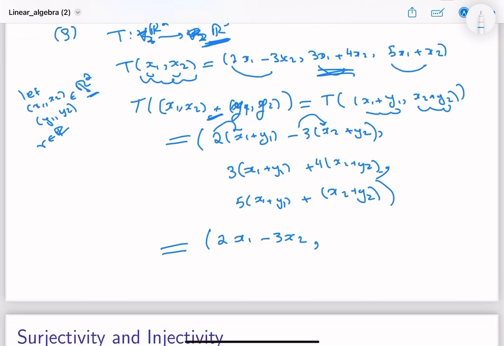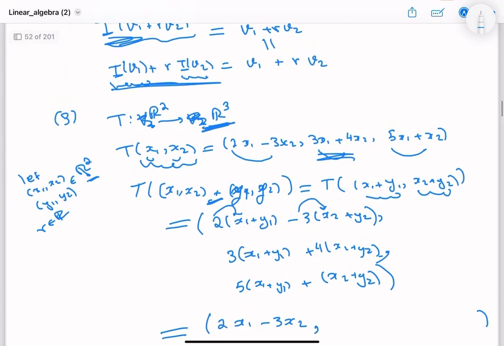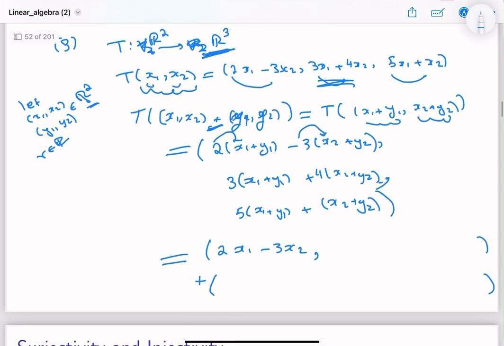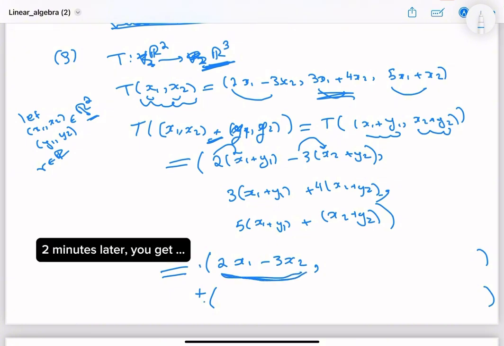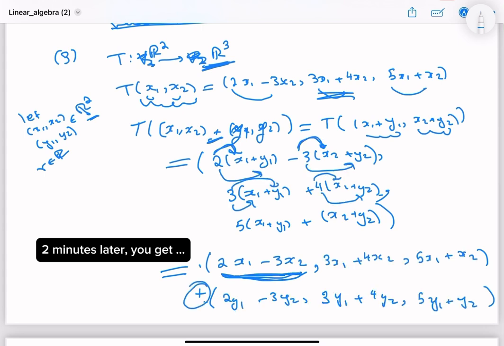So we should close this here. Okay, so I'm gonna put a comma here, I'm gonna put a plus here. I'm gonna show you what I mean. So if you remember, in R3, we also have the addition defined component-wise. So you can separate the components into 2 tuples, into 3 tuples, right?